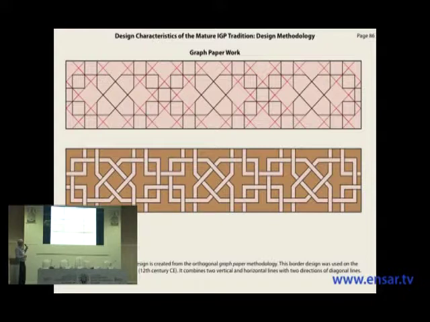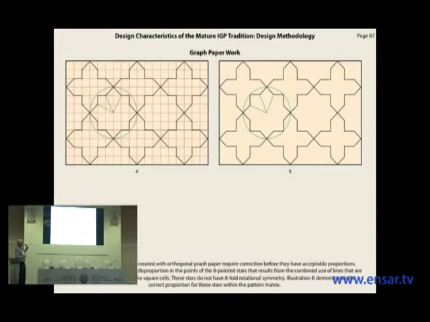This is a design that comes from Kyrgyzstan on a minaret. It goes around a minaret. This is an example of the problem, quote unquote, of graph paper designing, is that if you lay out your 8-pointed stars strictly following the graph paper, they're not even regular 8-pointed stars, and they have to be corrected, as shown on the right, to get the points to fall within a circle and to be of the same size.